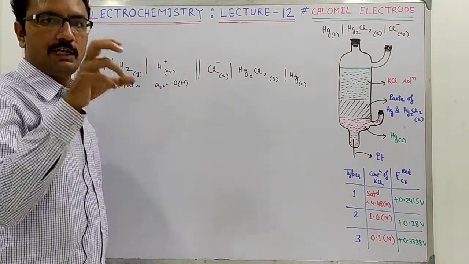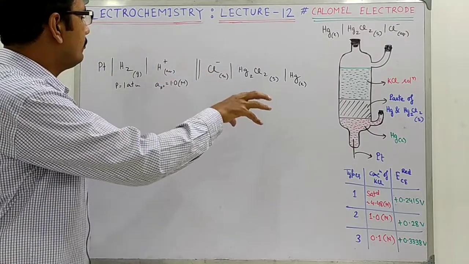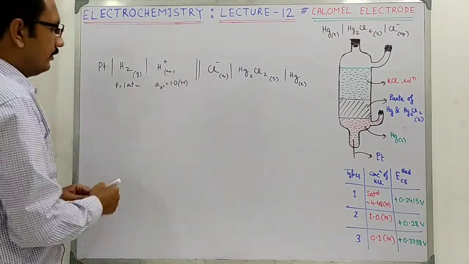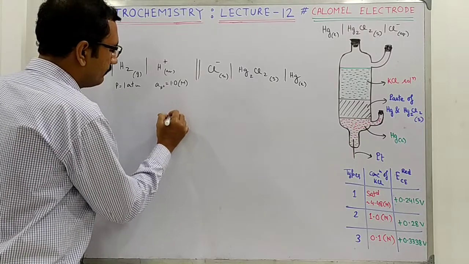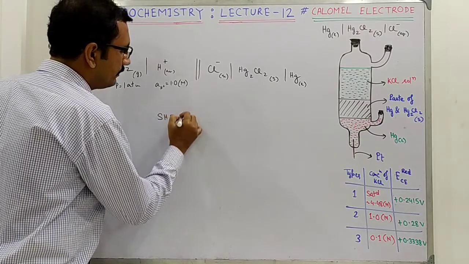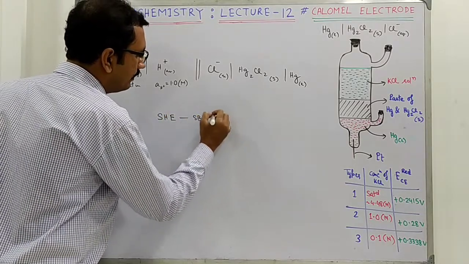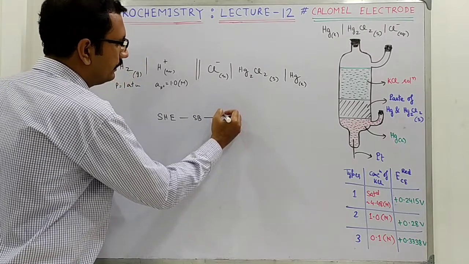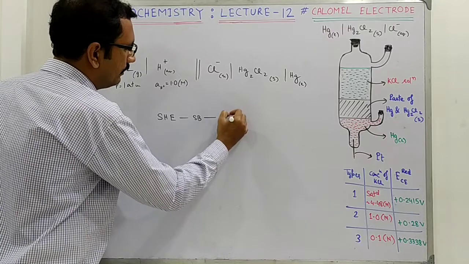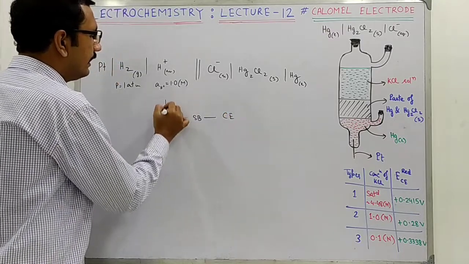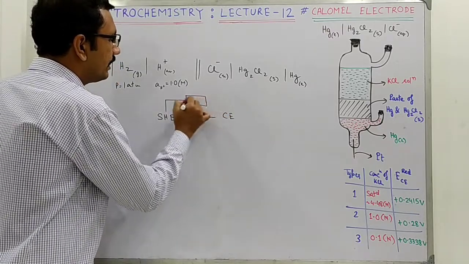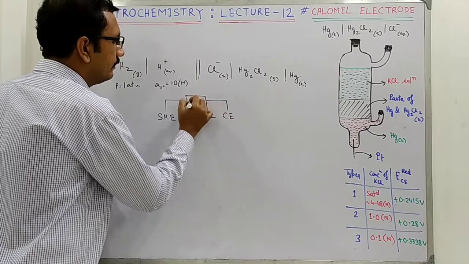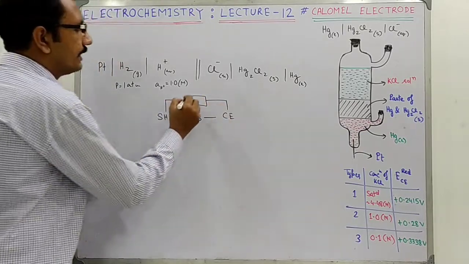So, first of all we have to connect the calomel electrode to the standard hydrogen electrode. So, that will be SCE connected internally with the calomel electrode, and then we have to connect them externally with a potentiometer.